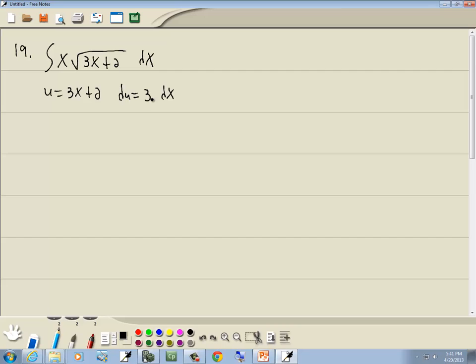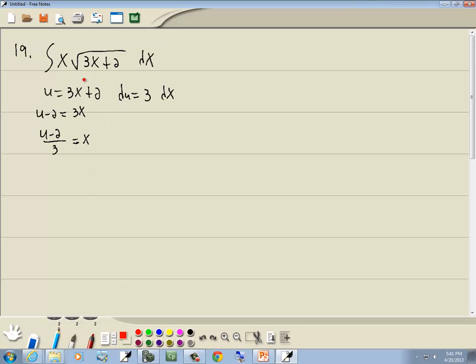Well, we can put the 3 inside, so that's not a big deal. The dx is there, so that's fine. This gets replaced by u, but we've got an extra x in front. Well, what I can do is take u equals 3x plus 2 and solve it for x. So I'll take 2 over to the left side, so we've got u minus 2 equals 3x. Divide both sides by 3, and we get u minus 2 over 3 is equal to x.